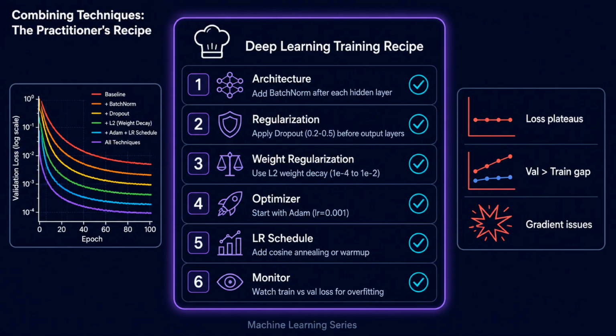However, these techniques can interact in subtle ways. For example, batch normalization already provides some regularization, so heavy dropout may not be needed when batch normalization is used. The key is to start with a reasonable baseline configuration, then systematically adjust one technique at a time while monitoring validation performance. Understanding how these techniques interact is what separates effective practitioners from beginners.